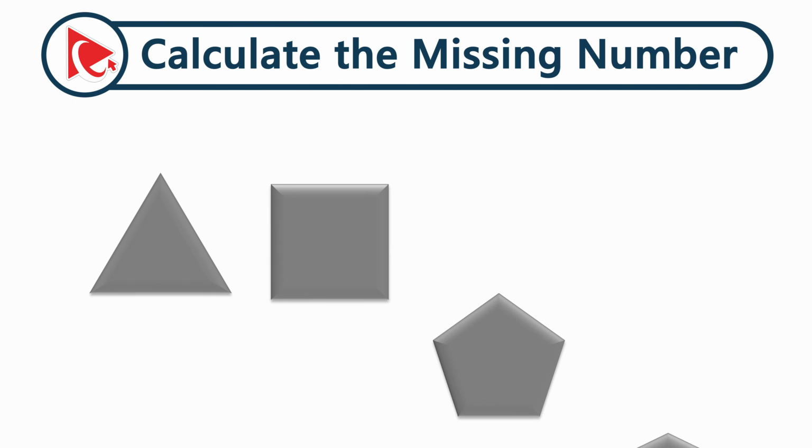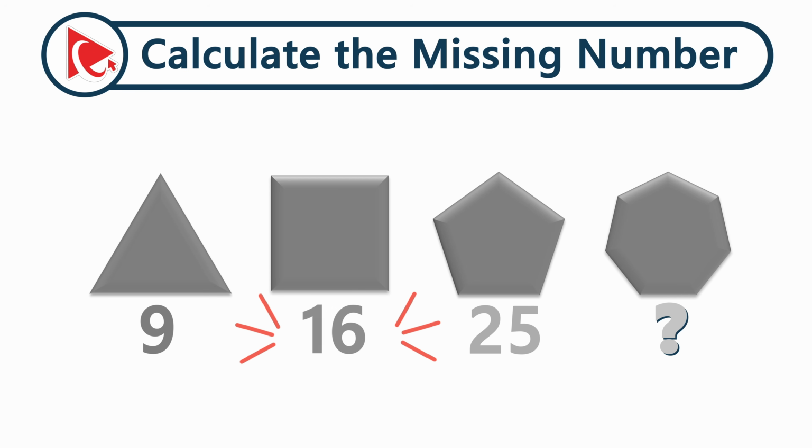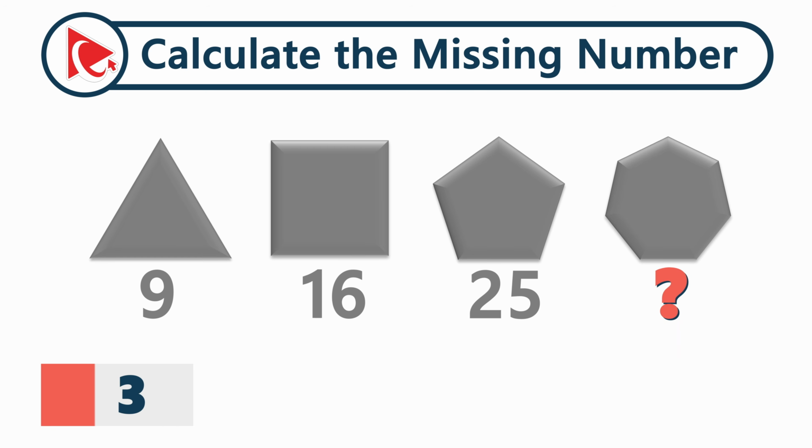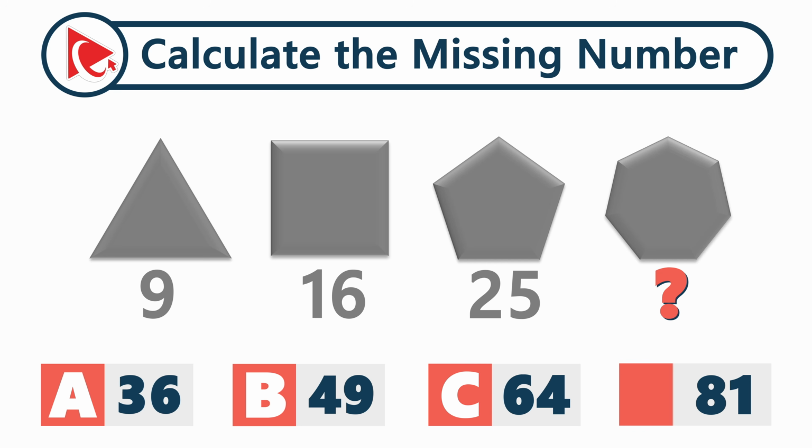You're presented with four shapes. Each shape has a number associated with it. The numbers are 9, 16, 25, and then the fourth shape has the missing number, which you need to calculate and select out of four possible choices. Choice A, 36, choice B, 49, choice C, 64, and last but not least, choice D, 81.